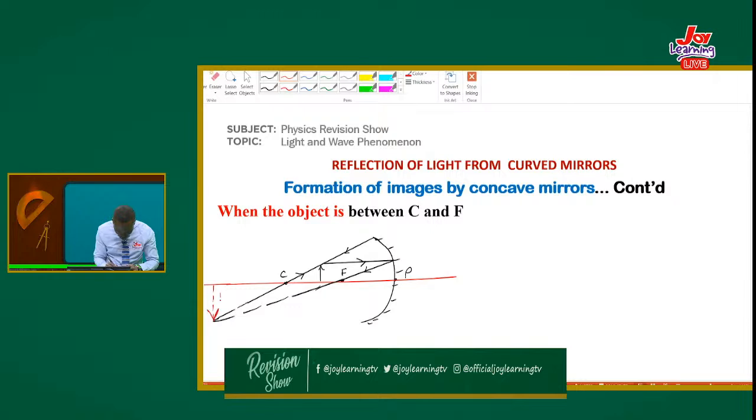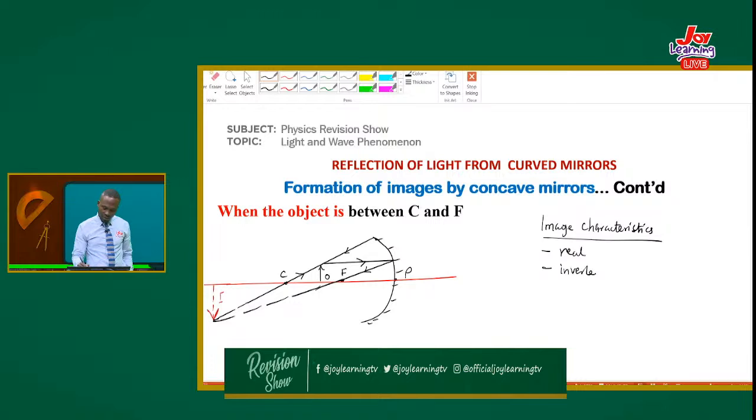See, this is our image. These are objects. So then we can look at the image characteristics. The image is in front of the mirror, this side, so it is real, it's inverted. So you see, real and inverted occurs in almost all the diagrams we've drawn so far. The image is real, the image is inverted.